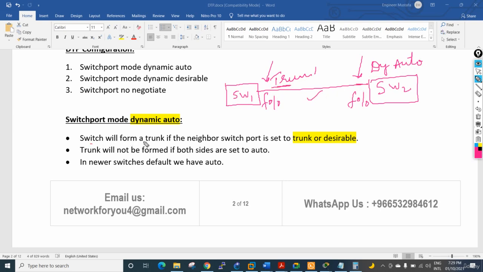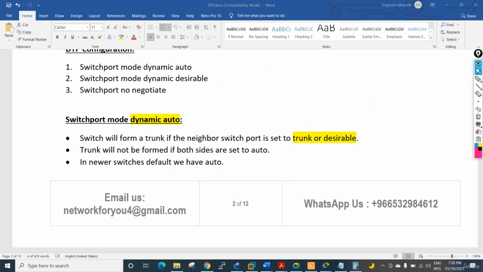The switch will form a trunk if the neighbor switch is set to trunk or desirable. If we set here as a trunk or desirable, and the other side is dynamic auto, it will form a trunk. A trunk will not form if both sides are auto. If we keep auto here and auto here, it will not form a trunk. We are going to see that when we do the lab. Now we just need to remember, when we buy any new switch, the default is auto.